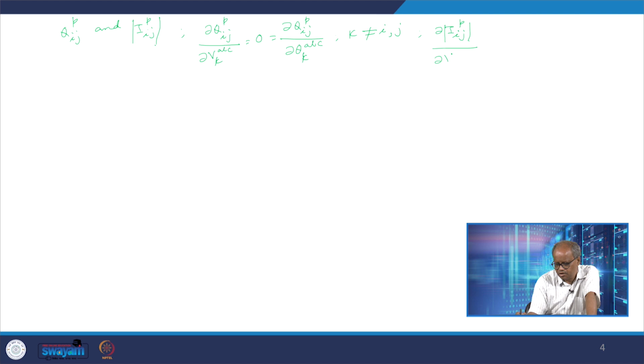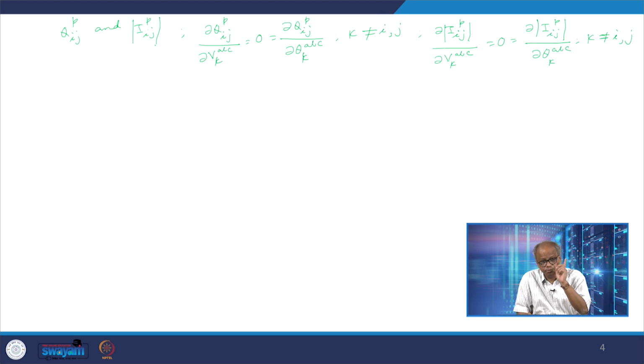by del VKABC would be equal to 0, and by del theta KABC would be equal to 0 for any k not equal to i, not equal to j. That is also all equal to 0, because Iijp is only a function of VIABC, theta IABC, VJABC and theta JABC. Iijp is not a function of any other quantity.